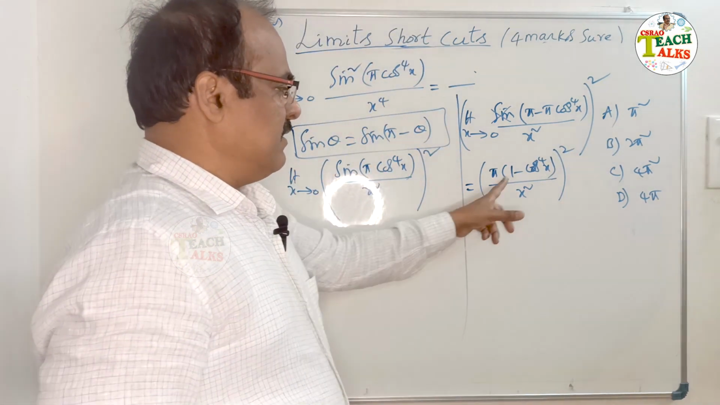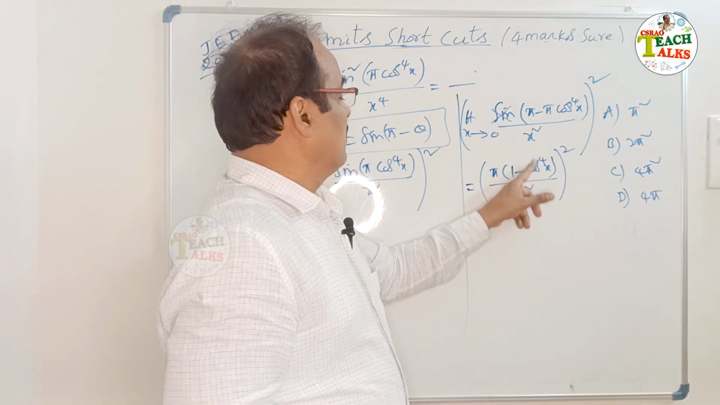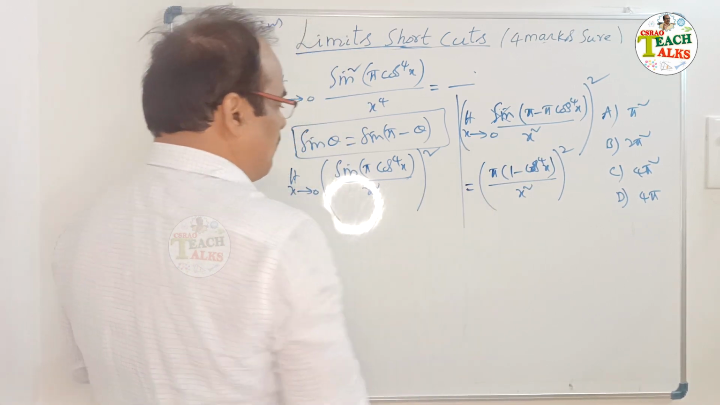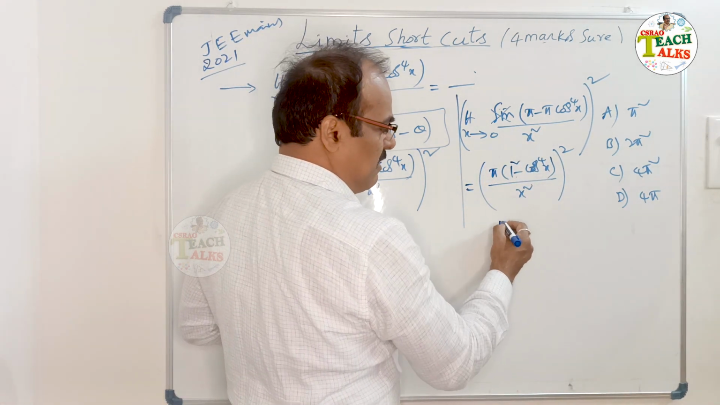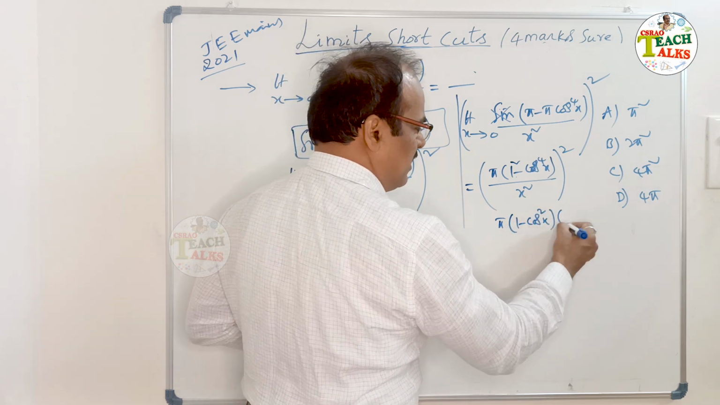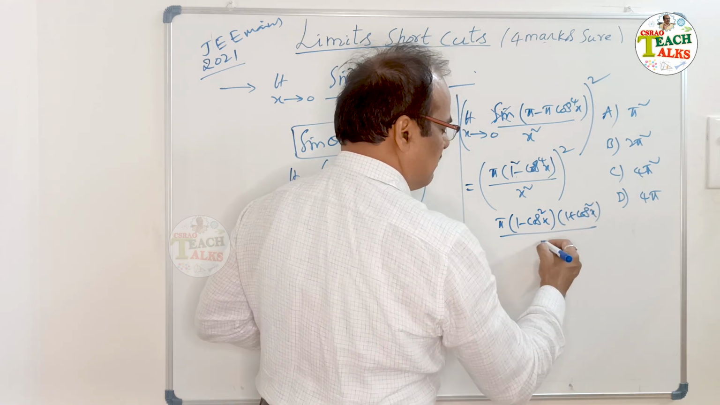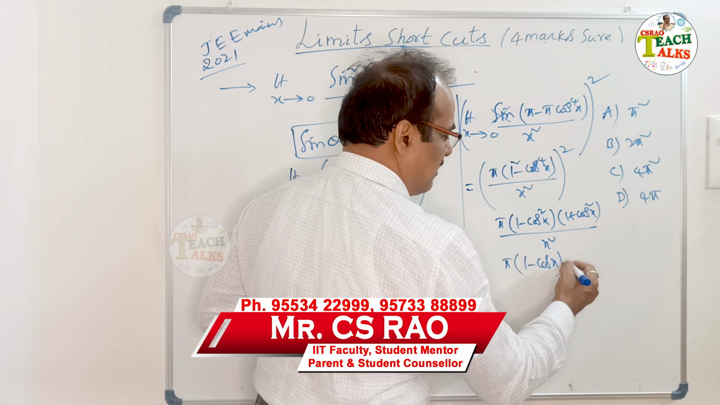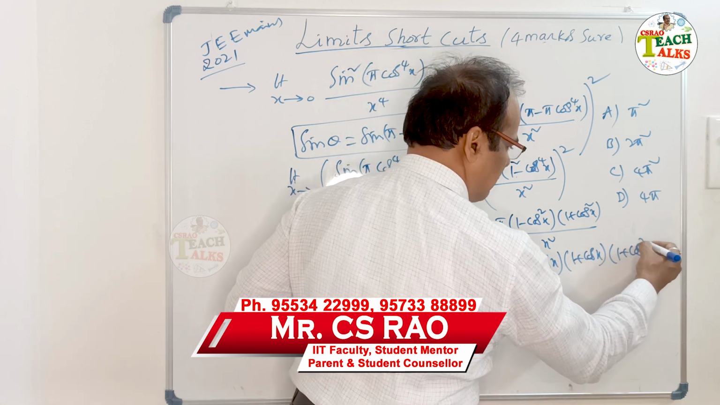We can rewrite this as, see, 1 minus cos power 4x. Here we can write 1 square, so we can use the a square minus b square formula. Pi into 1 minus cos square x into 1 plus cos square x by x square, and it is also pi into 1 minus cos x into 1 plus cos x into 1 plus cos square x.